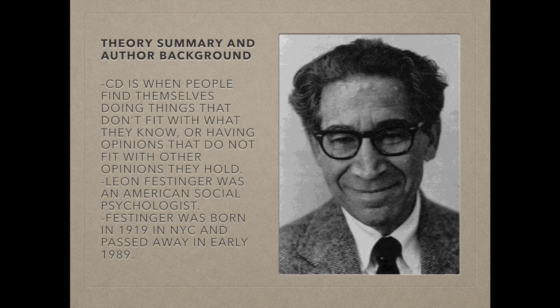So this picture that you see here is of Leon Festinger. He's most well known for his theory on cognitive dissonance. Leon was from New York City, was the son of two Russian immigrants who migrated to the U.S. prior to him being born. He was born in 1919 and died early in the year 1989. Leon was a very well-educated man. He received a PhD eventually from the University of Iowa, and that PhD was actually in the study of child behavior.